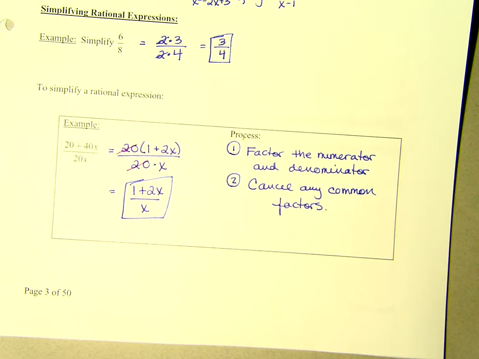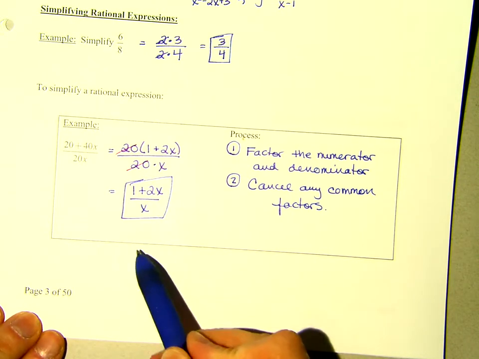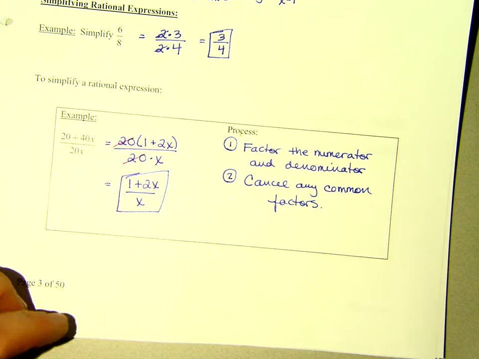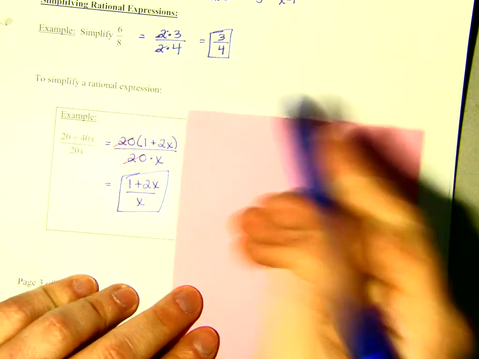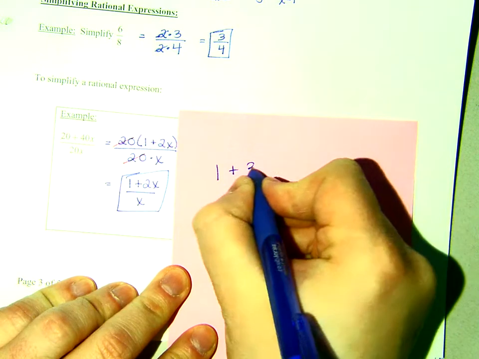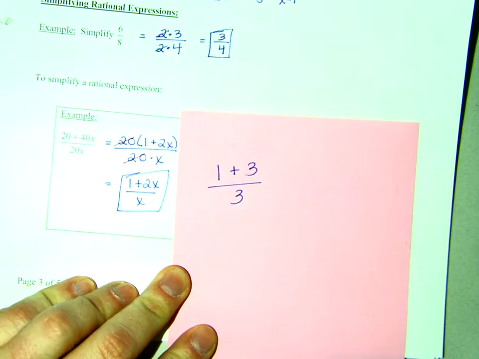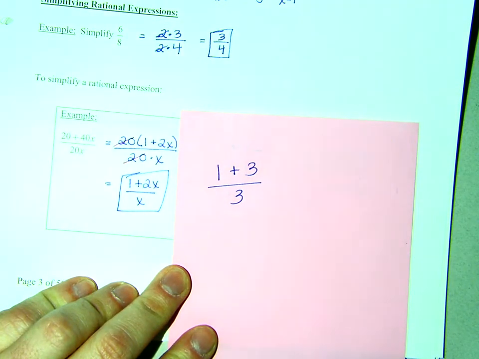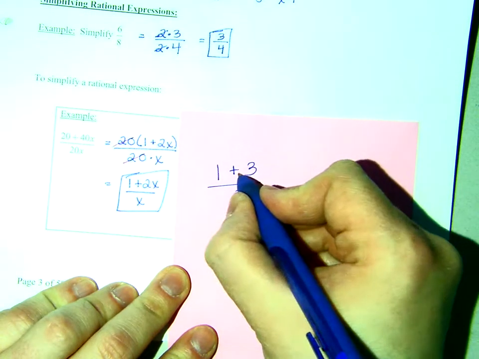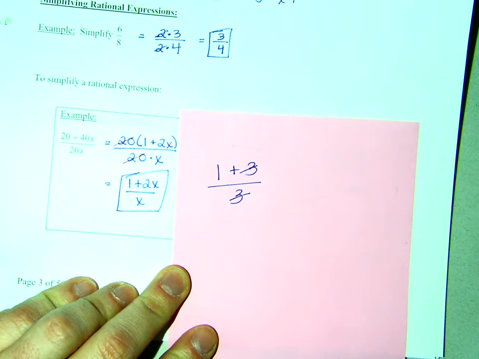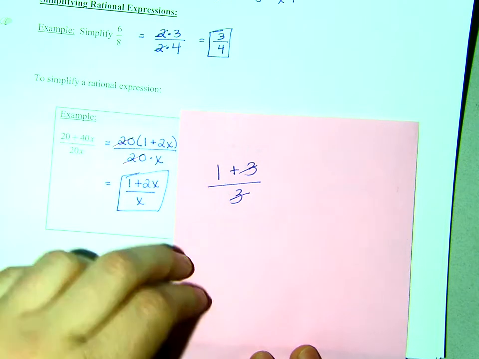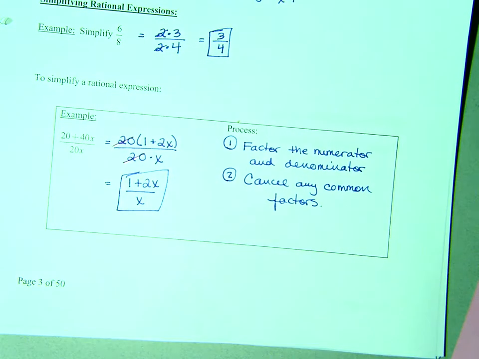Now, there's something very tempting that you are not allowed to do. It would be really nice if I could just cross out those x's. No, you're not allowed to do that. Here's why. Let's say you have 1 plus 3 over 3. That's 4/3, right? Can I just cross out the 3's? No, for the same reason I can't do that, I can't cross out the x's over here. My answer, 1 plus 2x over x.